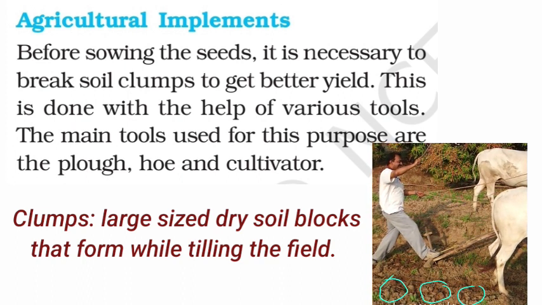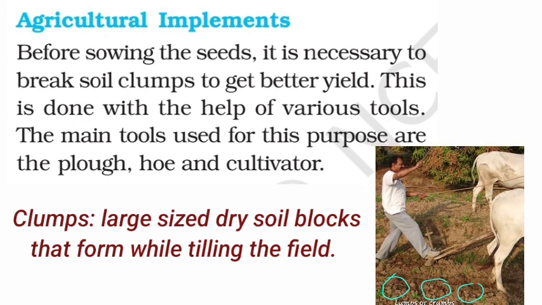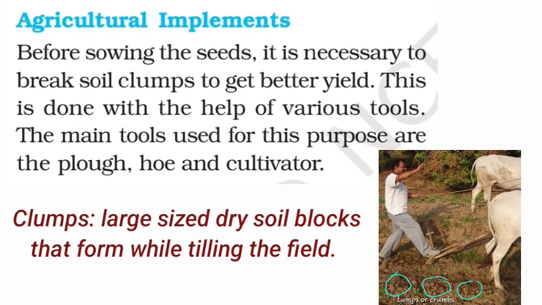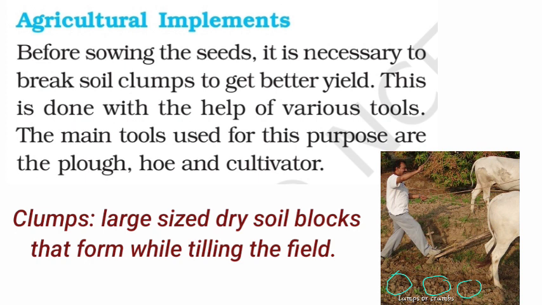Before sowing the seeds, it is necessary to break soil clumps to get better yield. This is done with the help of various tools. The main tools used for this purpose are the plow, hoe and cultivator. In this paragraph, one word should be remembered and analyzed, that is soil clumps. Formation of soil clumps while plowing the soil.